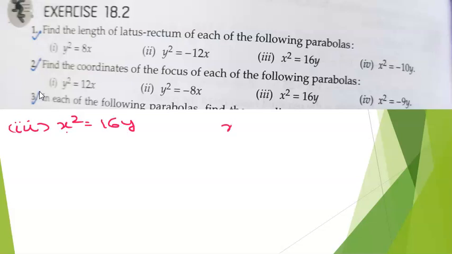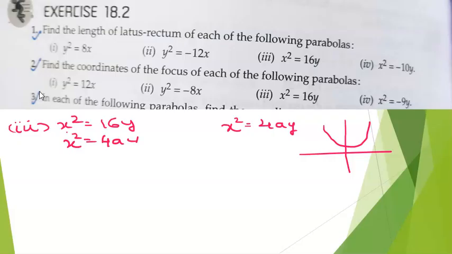So x square is equal to 4ay. What kind of parabola will it be? X square is equal to 4ay, so it will be an upward parabola. Compare x square with 4ay. This means 4a is equal to what? 16. So length of latus rectum is 16. Simple.